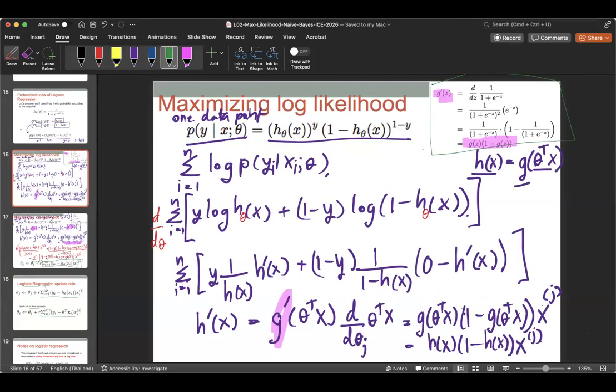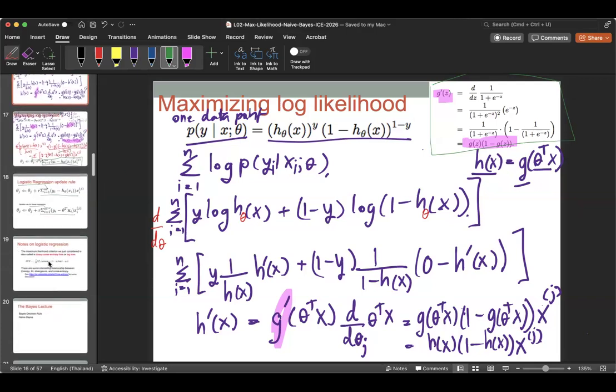I think there was a question last time: why does logistic regression use this function form? Why not just some function that clips at 0 and 1? So this is one thing: the math is very nice.